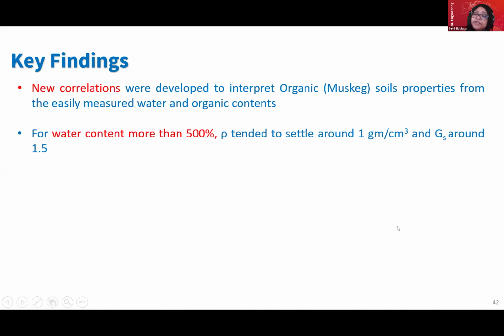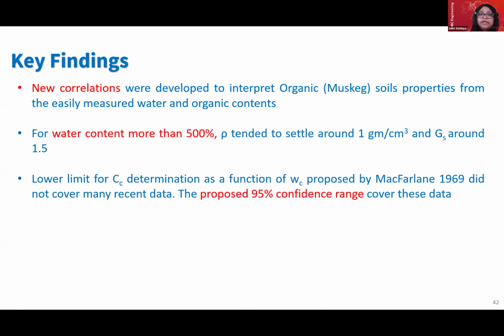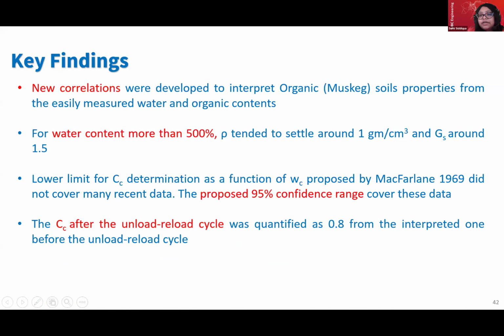For water content more than 500%, the bulk density tended to settle around 1 gram per centimeter cube. And we also saw the specific gravity data around 1.5, which I didn't present, but this is what we have observed. A lower limit for compression index, CC, was determined as a function of the water content, proposed by McFarlane, which did not cover many of the recent data points that we have, and it proposed a 95% confidence range for the data points we have plotted, from literature and our own data.